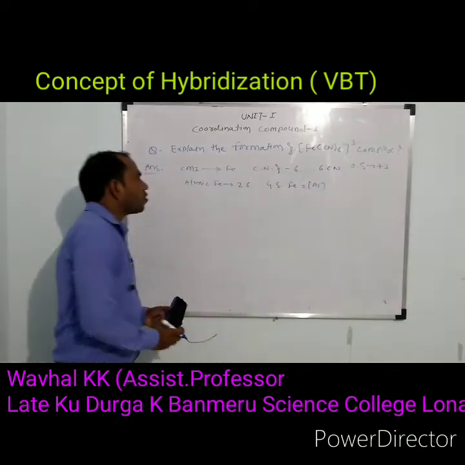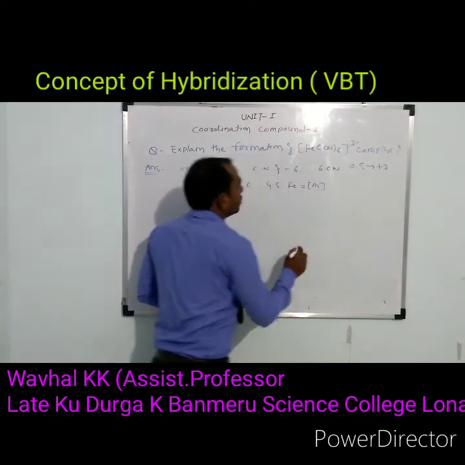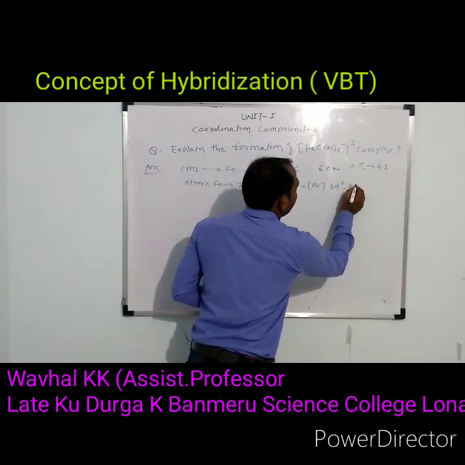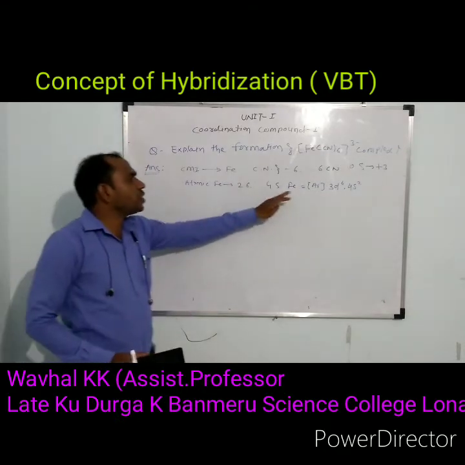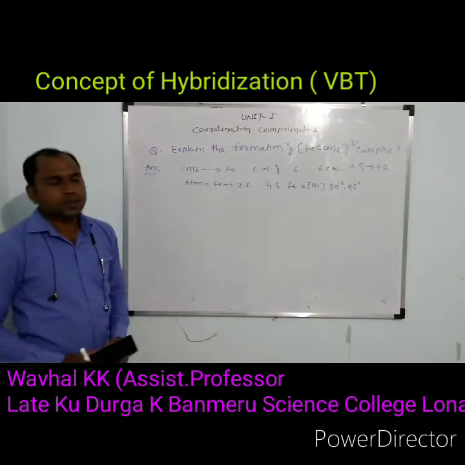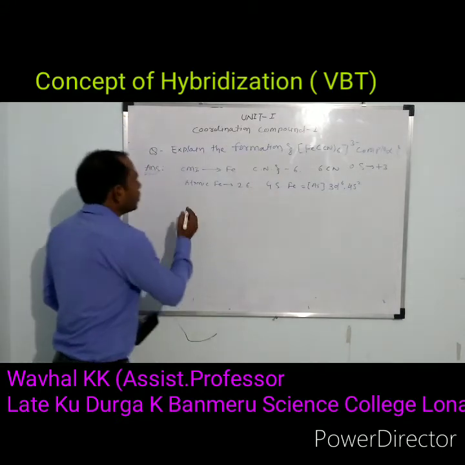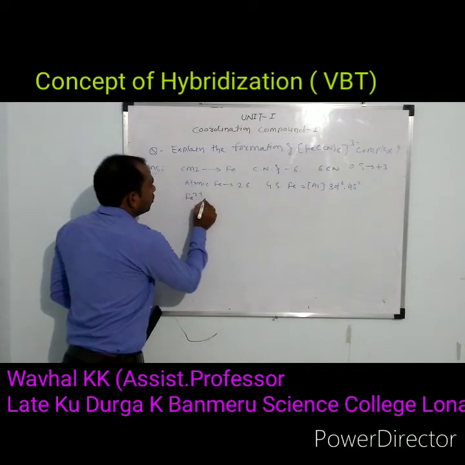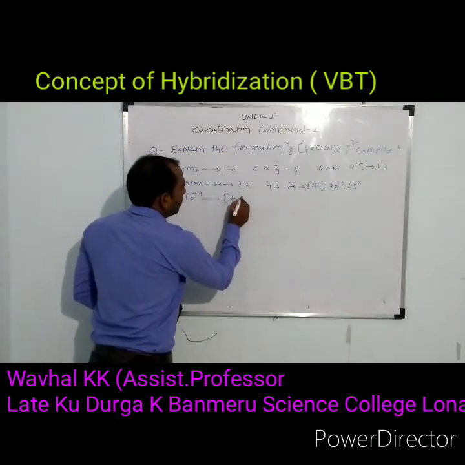How many valence electrons does iron have? 8. Then 3d6 4s2 is the ground state electronic configuration of iron. But in the oxidized state, Fe3+ shows the electronic configuration [Ar].